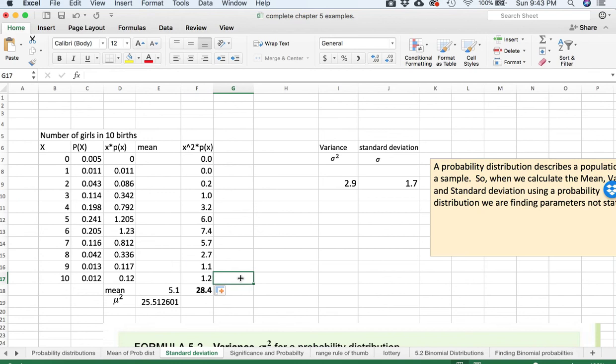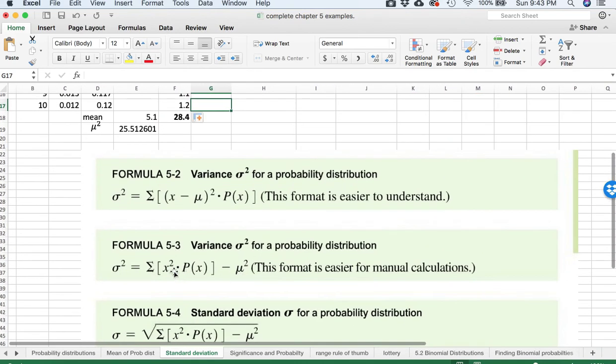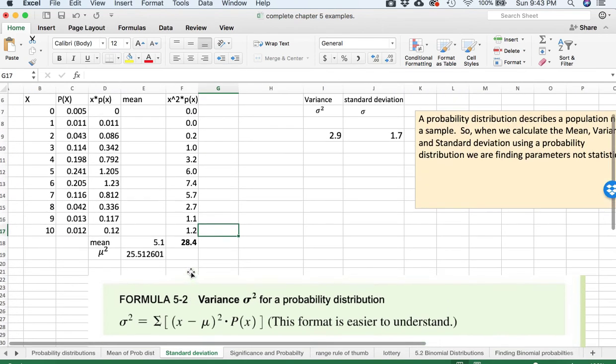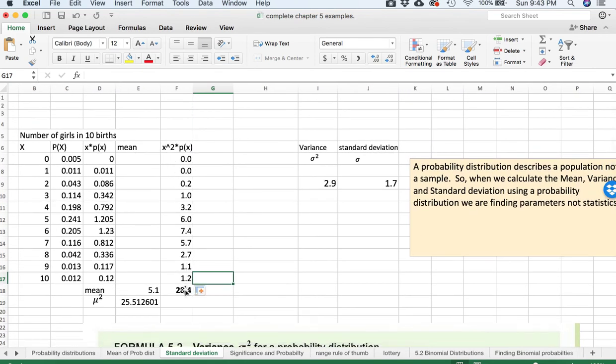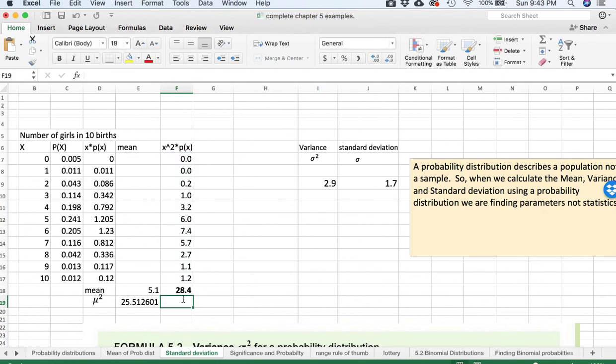Okay, and as this formula says, we need to add up the x squared times p of x. So that's adding up this column. We're going to add that column up, and we're going to get 28.4.